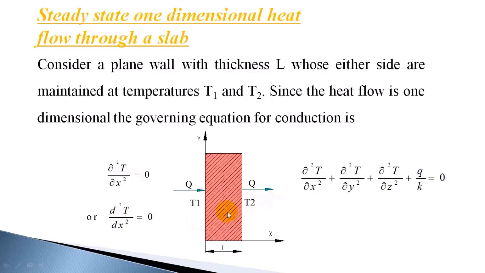Now, after getting this governing equation, we also know the boundary conditions: at x equal to 0, T is equal to T1, and at x equal to L, T is equal to T2. These two boundary conditions we know, and we have the governing equation d square T by dx square equal to 0. Now you can integrate this differential equation and apply the boundary conditions and solve it. You will get the temperature variation along the slab when the heat flows, and also you can find the rate of heat transfer through this slab.